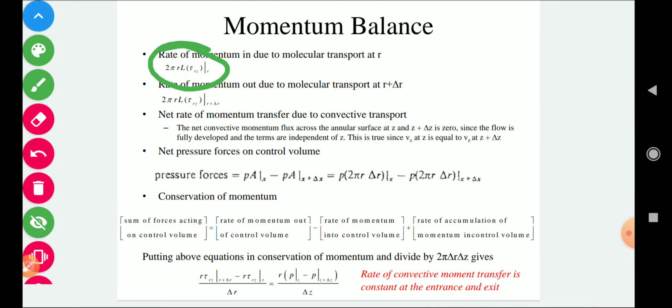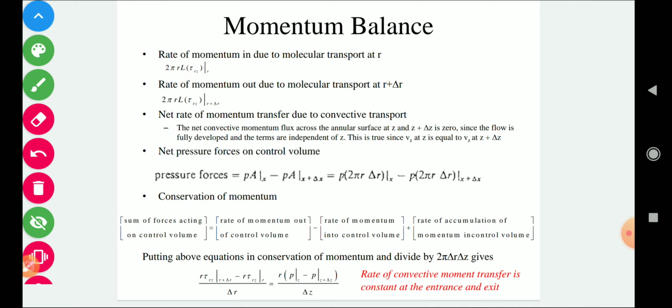Similarly, the rate of momentum out due to molecular transport at r plus delta r will be equal to 2 pi rL. This is the effective area through which this momentum is transferring. So this 2 pi rL multiplied by tau rz, and this is at a location of r plus delta r.